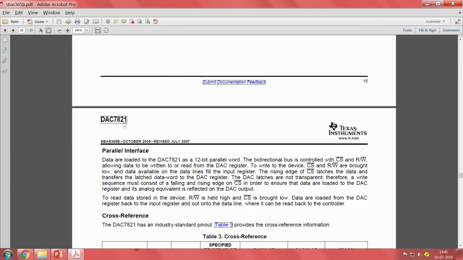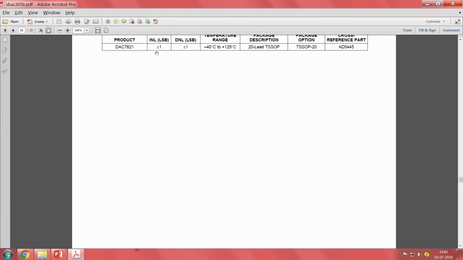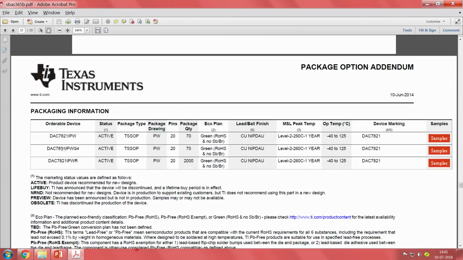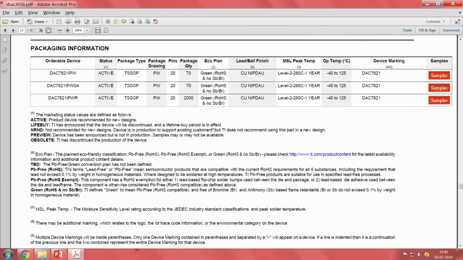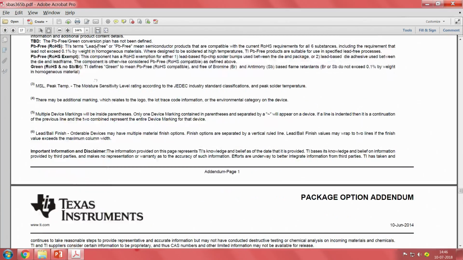Okay. Then if you want to buy the IC, you will have package information. So they will have the orderable part number for the device, what is the package, what is the environment plan, is it RoHS compliant. RoHS is like it should not produce any hazardous substances, that is RoHS. So it is green, and so on, that they will show.